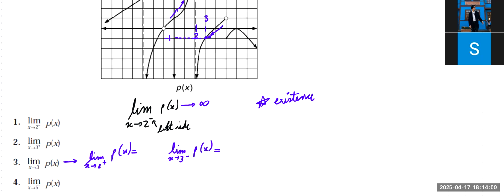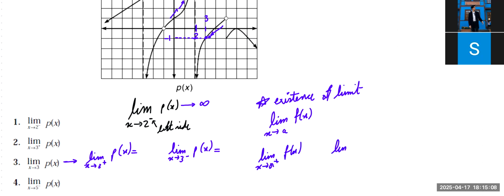Existence of a limit, the only way to check whether a limit exists. So if you want to check whether the limit as x approaches a of some kind of function exists, you have to check both one-sided limits at that point. So the right side, the left side, and then you need to check if they're equal. If they are equal, then they also equal the actual limit. If they're not equal, then the limit does not exist at all. Okay? Is this clear? Perfect.